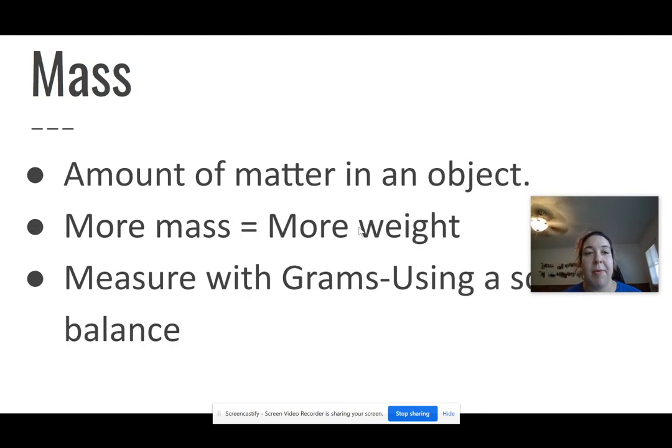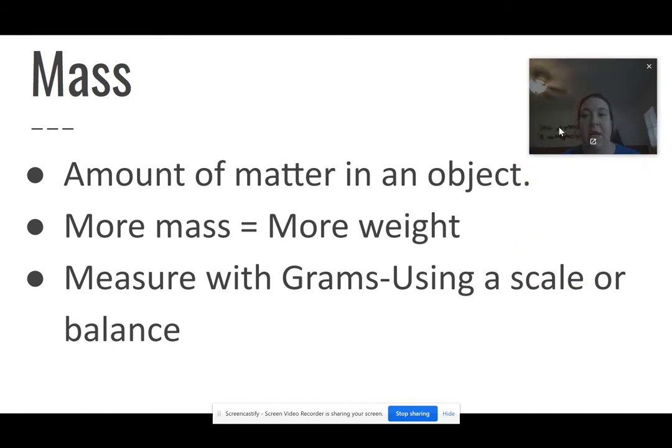All right, moving on to mass. Basically, the mass of an object is just how much matter is inside of it. If an object has more mass, then it's going to weigh more. And weight is determined basically by how much gravity is being applied. And so it can change if you go to different planets, for instance.